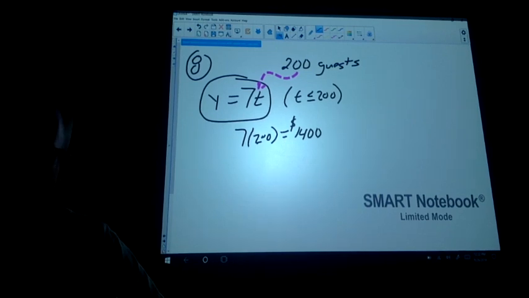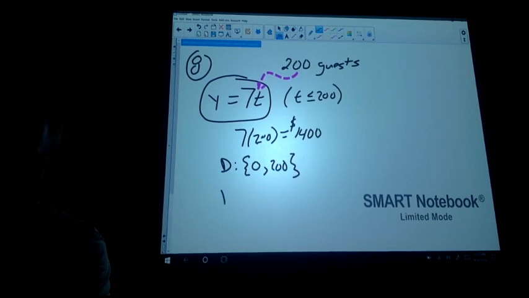And so our domain. Can I have 0 people show up to a concert? Yes. Yep. And I can have up to how many? 200. So my range, I'm going to take those two values, plug it in. So if no one shows up to a concert, how much money do I make? 0. Yeah, I make no money, right? No money. And if I have 200 people show up, you make 1,400. Yeah. So that's all it is. And I guess we should make these square brackets as well.